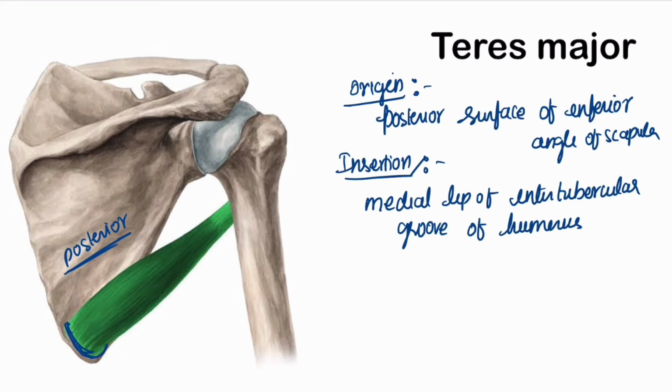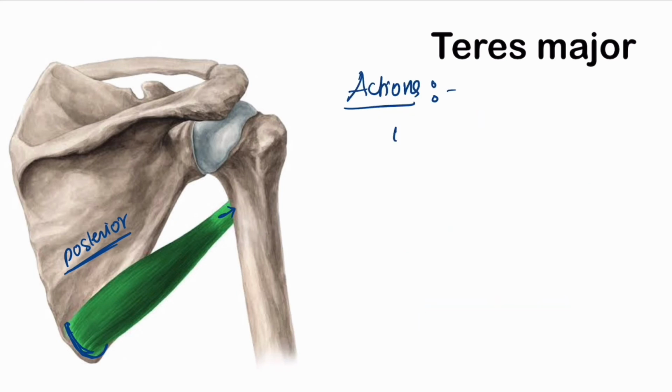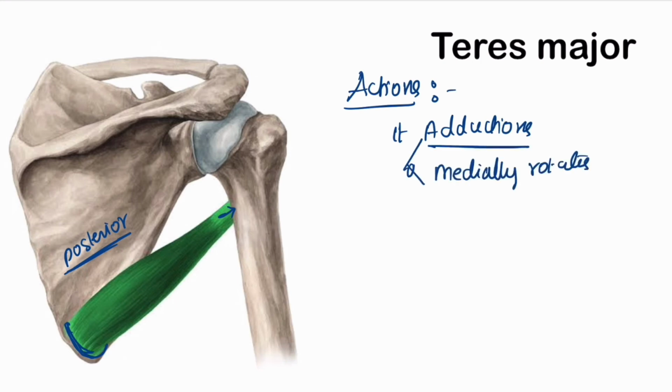And this is the insertion here. It inserts onto the medial lip of the intertubercular groove of the humerus. And that's all about the origin and insertion. Now let us look at the innervation. It is innervated by lower scapular nerve. Now let us look at the functions. It adducts and medially rotates. It performs adduction and also the medial rotation. And that's all about the teres major muscle.